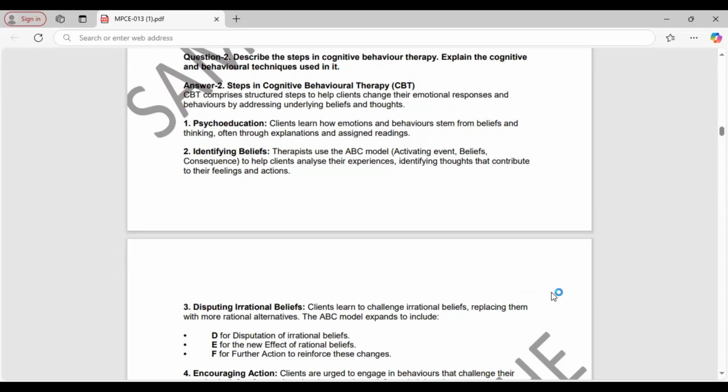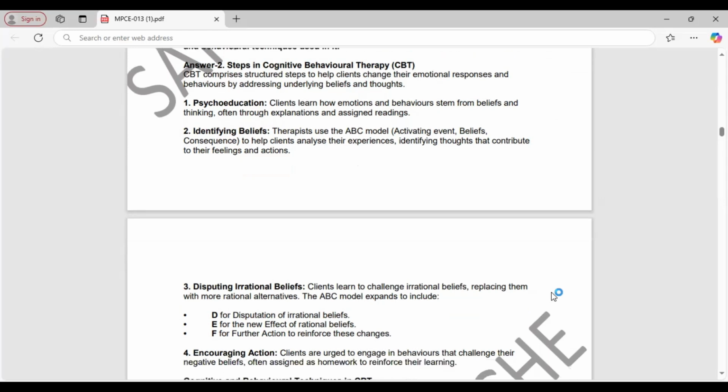Step 2, identifying irrational beliefs or uncovering relevant beliefs. Using the ABC framework, that is activating events, beliefs, and consequences. Therapists assist clients in identifying triggering events, their beliefs about these events, and the resulting emotional and behavioral outcomes. This analysis helps clients see the impact of their thinking.